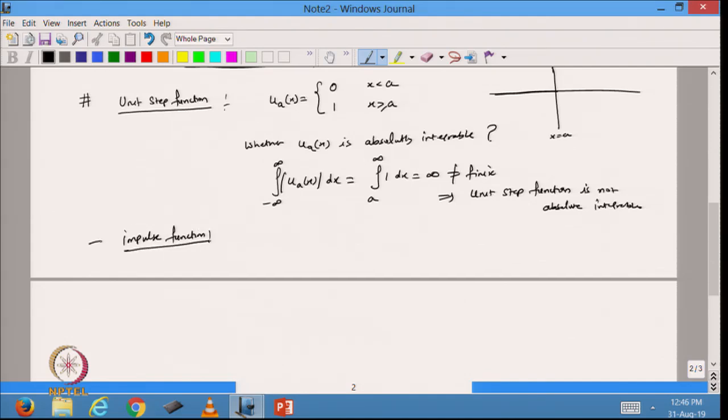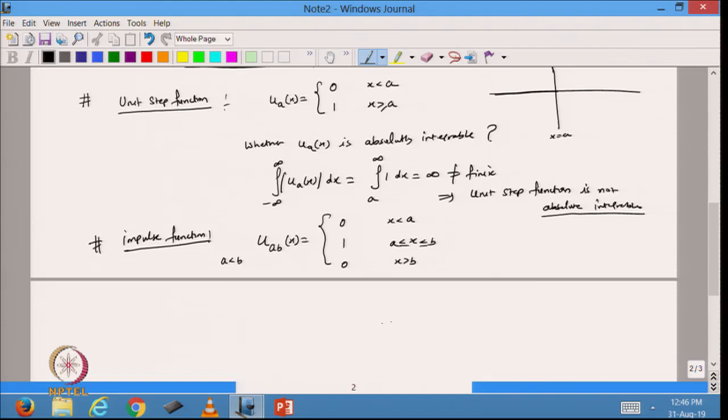Another function I want to define. Now, it is not absolute integrable, so I cannot take the Fourier transform of the unit step function. Now, I want to define the impulse function. If you remember, the impulse function is u_ab(x), and here I am considering that a is less than b. This quantity is 0 when x is less than a, and when x lies between a and b, its value is 1, and when x is greater than b, its value is 0.